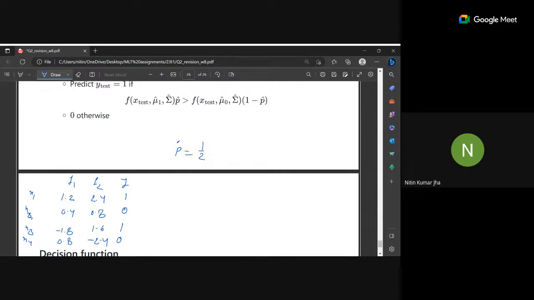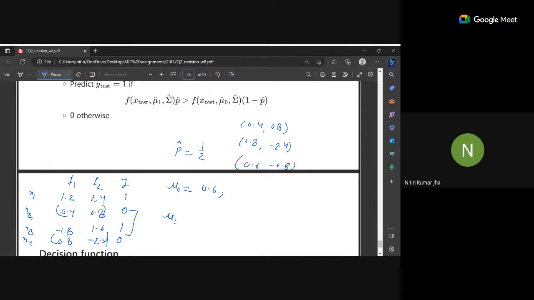Now what is mu naught? You just take the mean of the class 0 points. So you will take the mean of these two points, right? What will the mean be? Just take the mean element-wise. 0.4 plus 0.8 by 2, so this will be 0.6, and 0.8 minus 2.4 by 2, which is minus 0.8. So 0.6 and minus 0.8. So this is the mu 0.